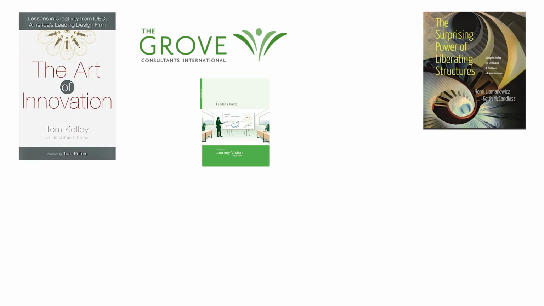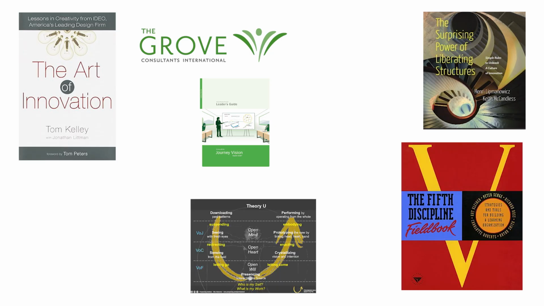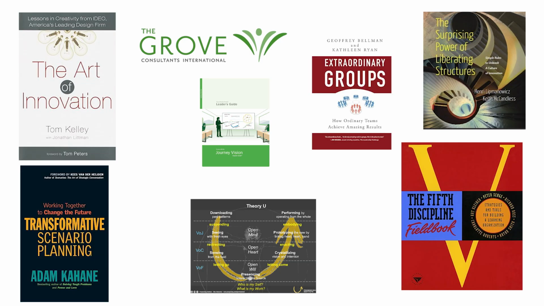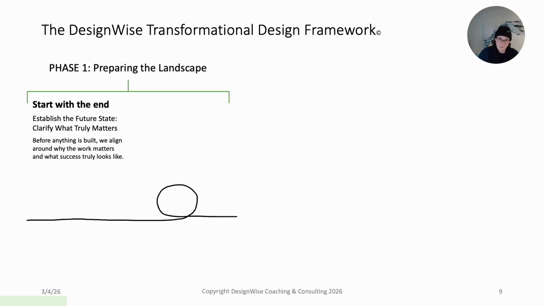And a few more. Theory U, so fantastic. Fifth Discipline by Peter Senge, Extraordinary Groups, Transformative Scenario Planning. Those are just to name a few. I think there's probably thousands of tools and techniques out there to do this thing. And it becomes stacking turtles at some point. So just pick the one that fits the best and go for it. There's lots of ways to go about it, but this is the way I suggest.